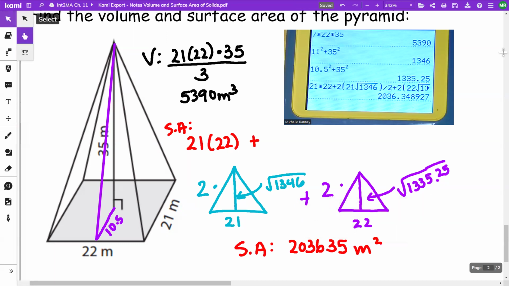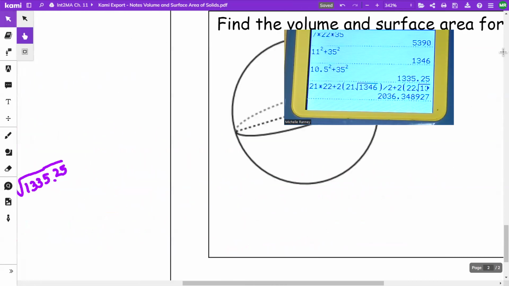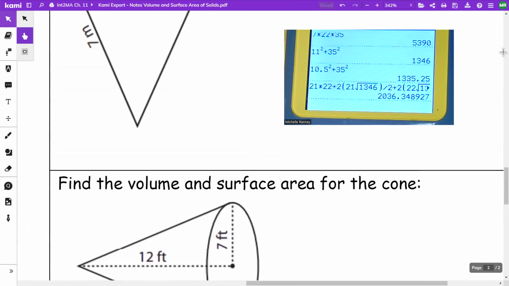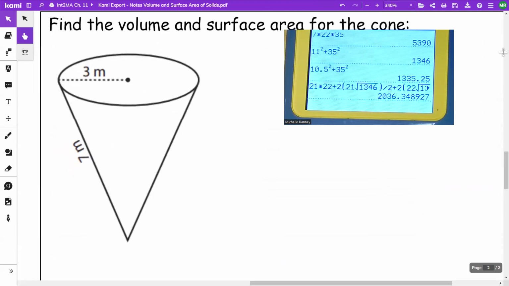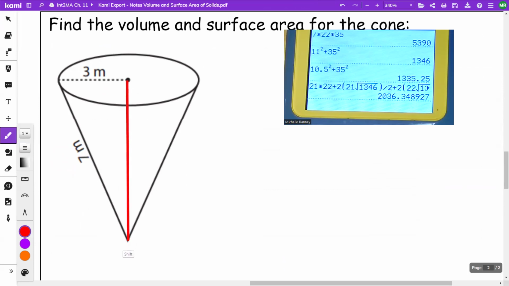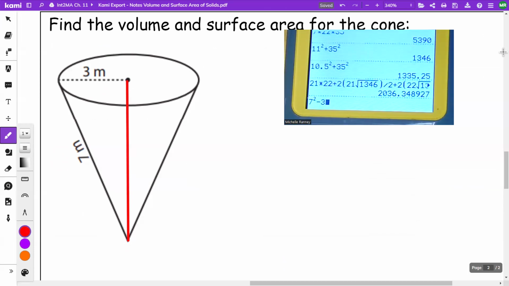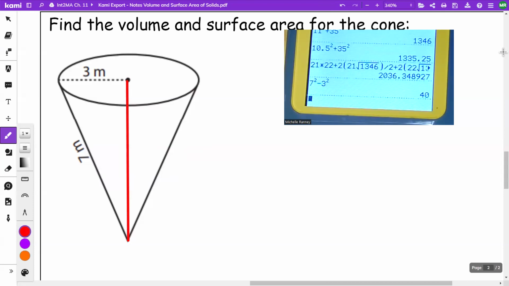Okay, the next page, we are dealing with cones. And again, we're finding the volume and the surface area. So this one, I need to find that height. I'm going to be using Pythagorean. So I am going to be doing 7 squared minus 3 squared. So I'm going to get 40. So this is going to be the square root of 40.